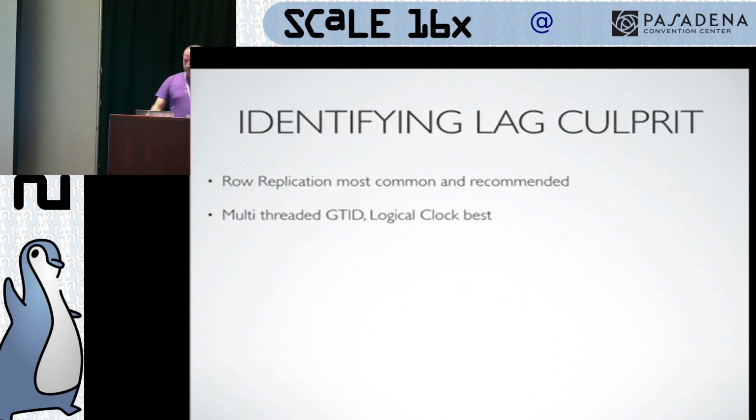So the row replication format is the most common one. When you use GTID, it allows you to do multi-threaded. So you can increase the speed of replication, right? And when you use logical clock, it's a little better.